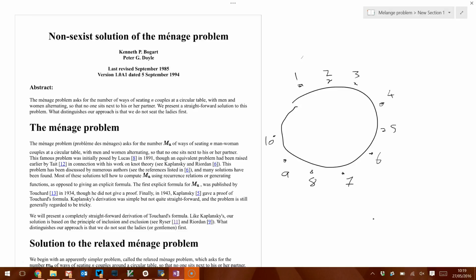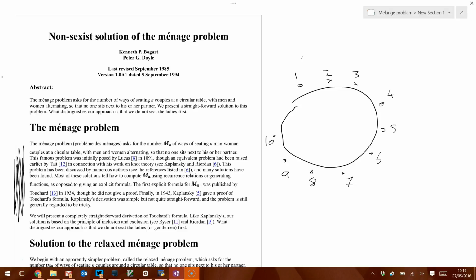So this is a classic thing, and there's a solution. It's a bit hard work. The abstract here gives a little bit of history about that solution, how he's not very happy with it. 1943, Kaplansky gave a proof of Touchard's formula. Kaplansky's derivation was simple but not quite straightforward, and the problem is still generally regarded to be tricky. So this paper claims to give a completely straightforward derivation of Touchard's formula. Like Kaplansky's, our solution is based on the principle of inclusion-exclusion.